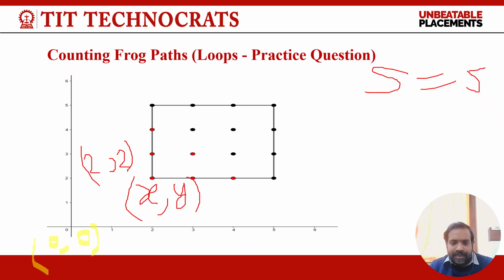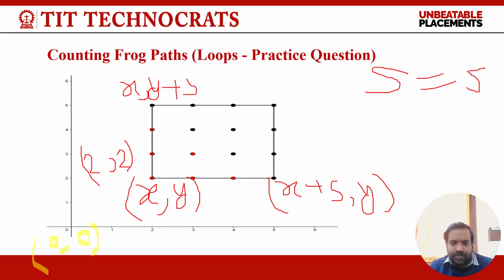So what we have done, the coordinates of the square will be x comma y, then x plus s comma y, then x comma y plus s, and x plus s comma y plus s. So this will be the whole diagram or graph by which we can understand this problem.